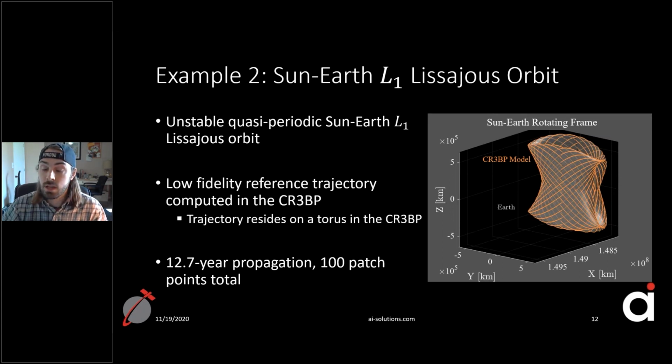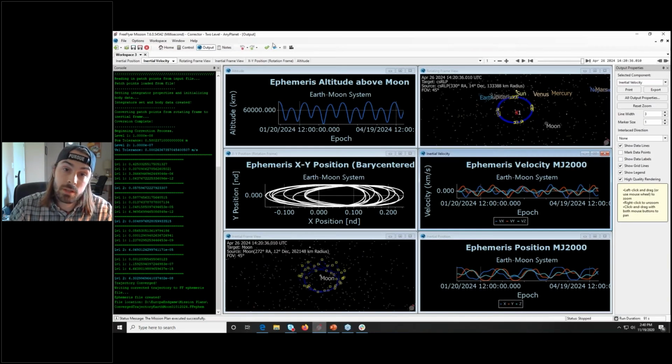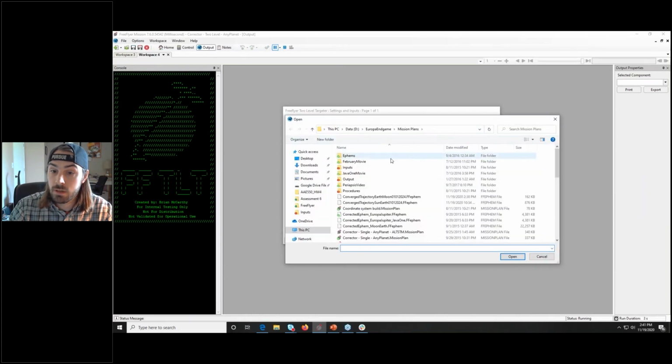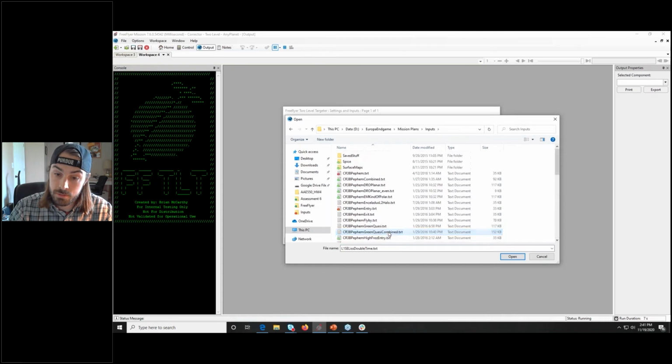However, this is a complex trajectory just to start with and to compute just starting in an ephemeris model. So what we'll do is we'll take a little over 12.5-year propagation and use 100 patch points total to sort of try to stress this targeter to see how it does. So if we go back into our mission plan here, and we'll run this guy again and bring up our patch point file for the Lissajous orbit here.